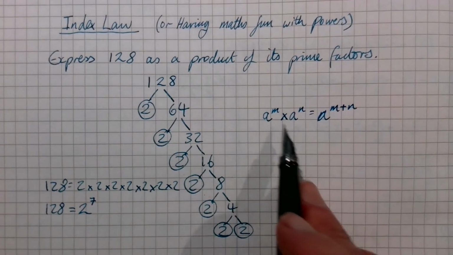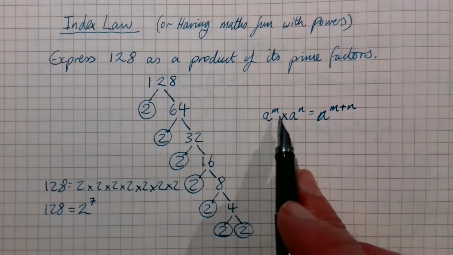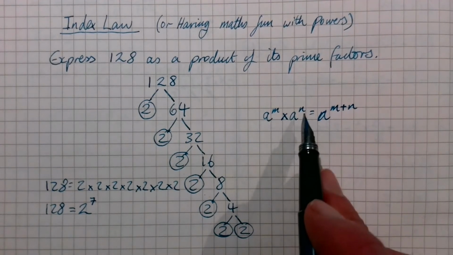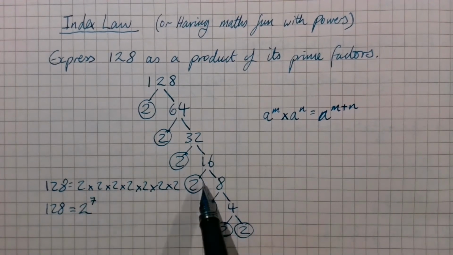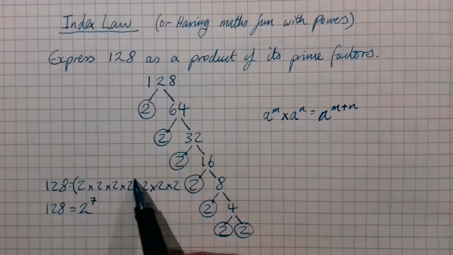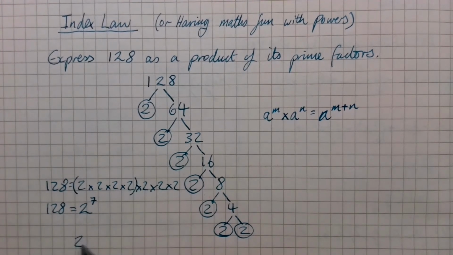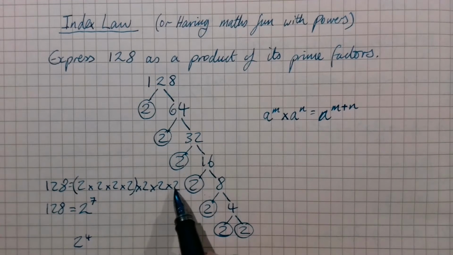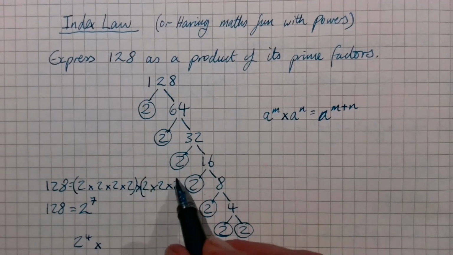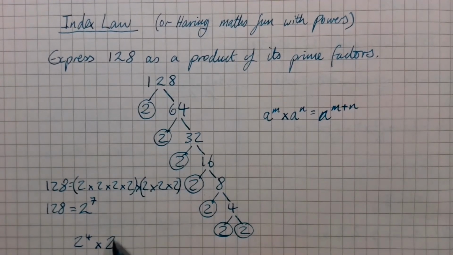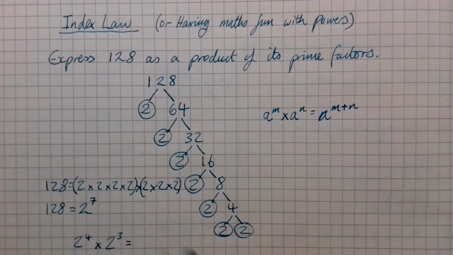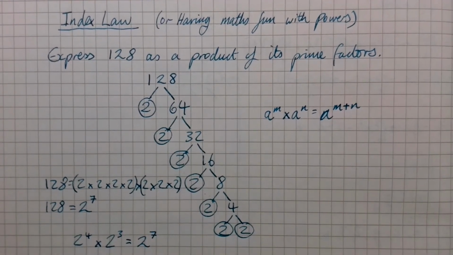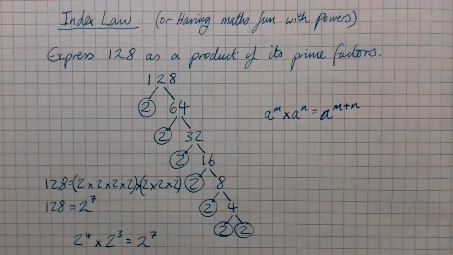so if I multiply a number to a certain power by the same number to another power, you add the powers. Why does that work? Well, if you look at this, you could say that there would be 2 to the power of 4, that there is 2 to the power of 3, and if I do 2 to the power of 4 times 2 to the power of 3, what am I getting? Because I've got 7 2's lined up, I'm getting 2 to the power of 7. So that's your first law.